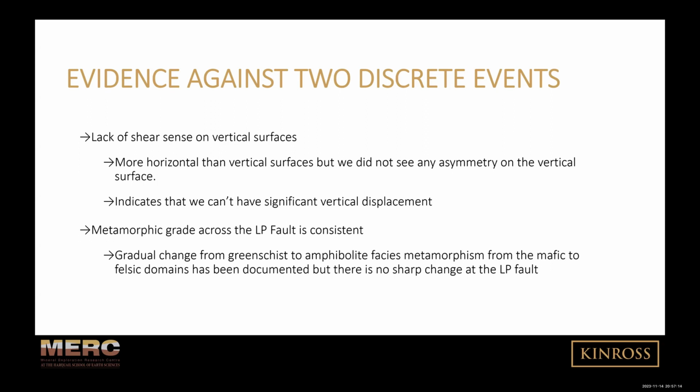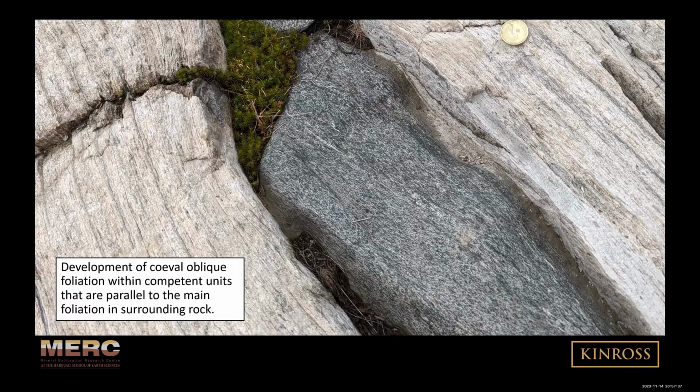And additionally, the metamorphic grade across the LP fault is consistent. So we have a gradual change from greenschist to amphibolite facies metamorphism from the mafic to the felsic domains, but there isn't a sharp change indicating that we had two distinct metamorphic events associated with two distinct tectonic events. So now let's get into the positive evidence for dextral transpression.